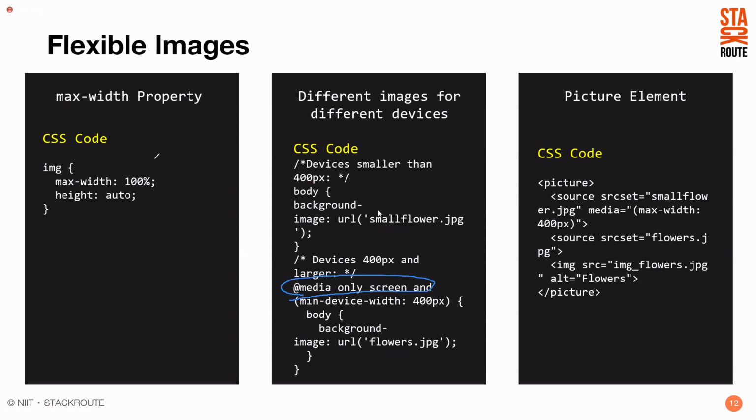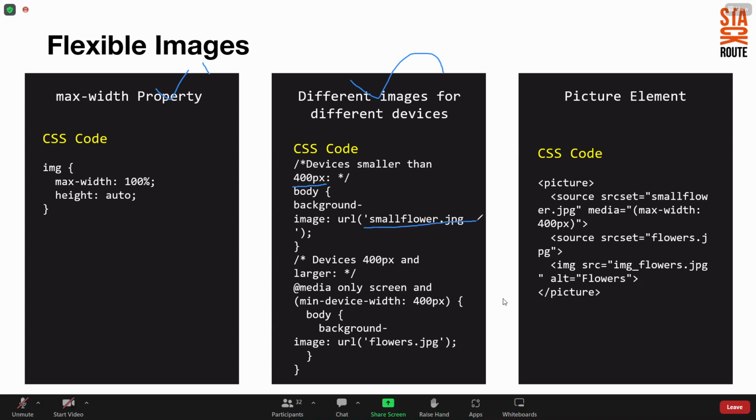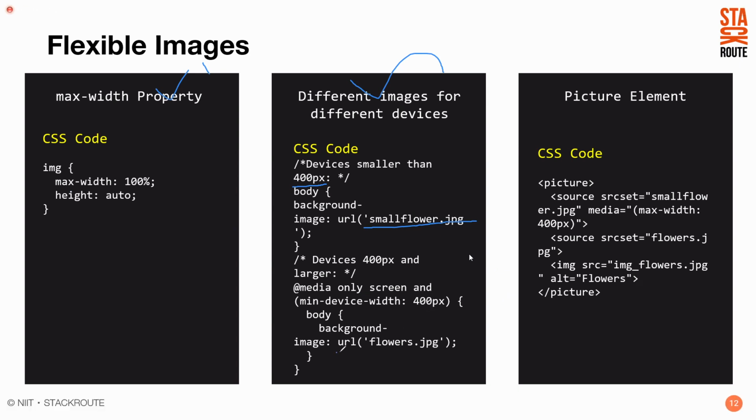So one is we will be getting this blank screen when you are using this max width. I want all of you to try the second way. The first way also you can try, by yourself. If the device size is 400 and less, I'm going to apply this particular image. If it is 400 and above, I'm going to apply this particular image. Different images for different devices.